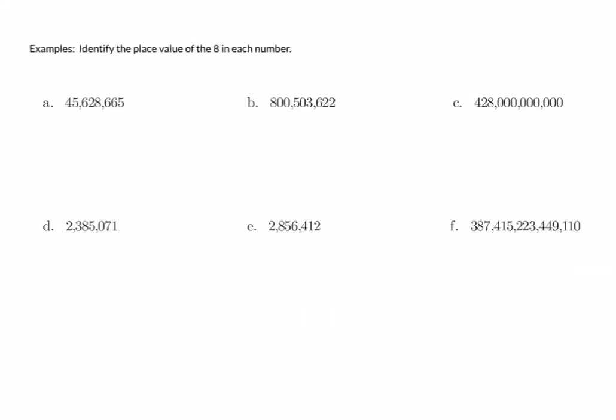All right, so we want to identify the place value of the 8 in each number. So for example A, if we look at the 8, notice that this is in the right column. So we have 100, 10, 1. Remember that we don't say 1, we just need to go ahead and put in the period name. So what period is this in? This is in the thousands. And so the 8 is in the thousands column.